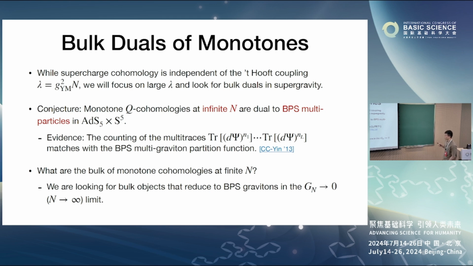And now we can try to consider finite N. But we would like to use the information that we have at infinite N, and then we can try to infer what the bulk dual of the monotone cohomology at finite N is. So we are looking for bulk objects that reduce to BPS gravitons when the bulk gravitational coupling goes to 0, the limit, because that's the N goes to infinity limit.